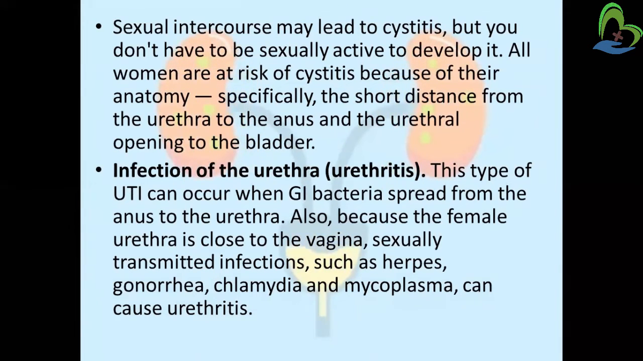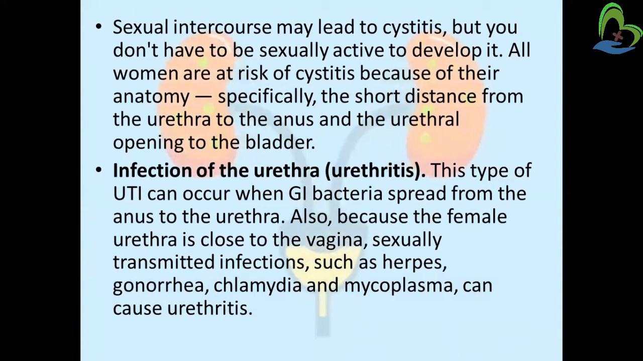Sexual intercourse may lead to cystitis, but the person doesn't have to be sexually active to develop it. All women are at risk of cystitis because of their anatomy, especially the short distance between the urethra and the anus. Women have a short distance from urethra to anus, so due to that the spreading of infection occurs from the urethral opening to the bladder.